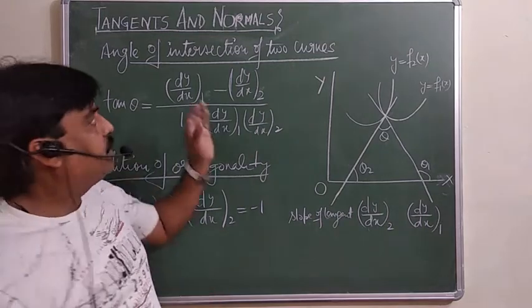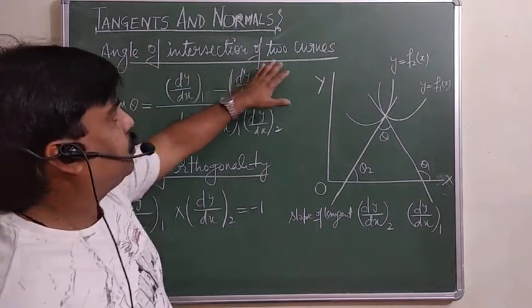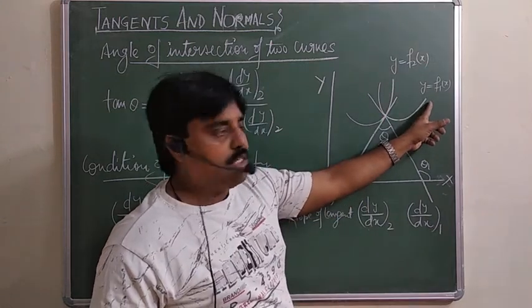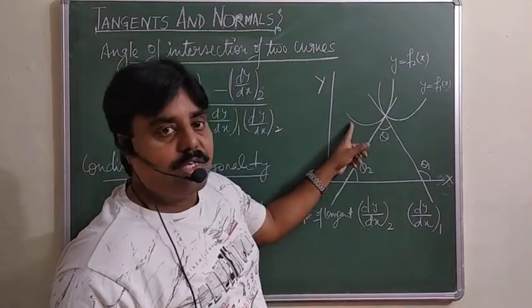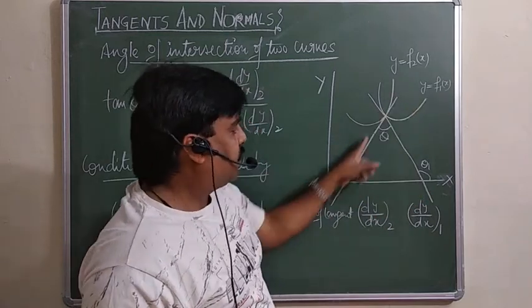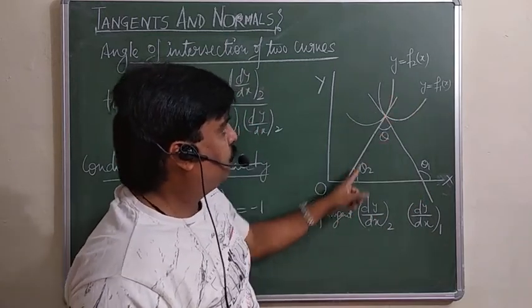Yes, now next is the angle of intersection of two curves. Two curves are given there. This is your curve y is equal to f(x1) and this is your curve y is equal to f(x2). And this is the tangent on the curve f(x1) and this is the tangent of the curve f(x2). This one.